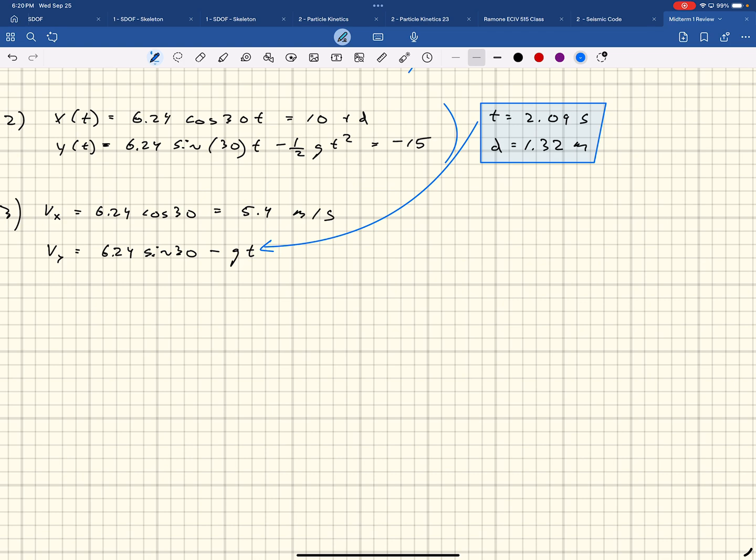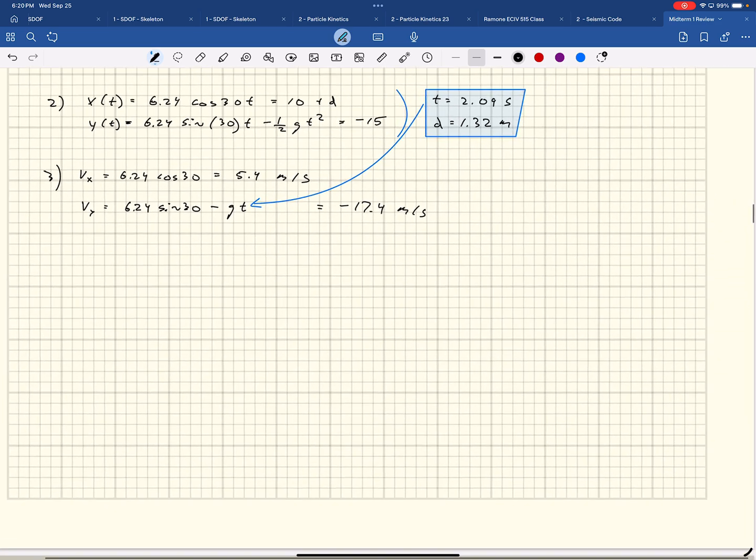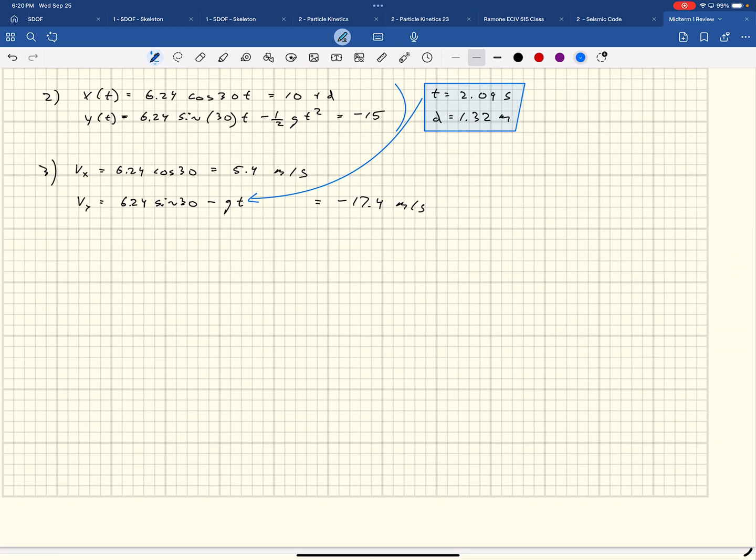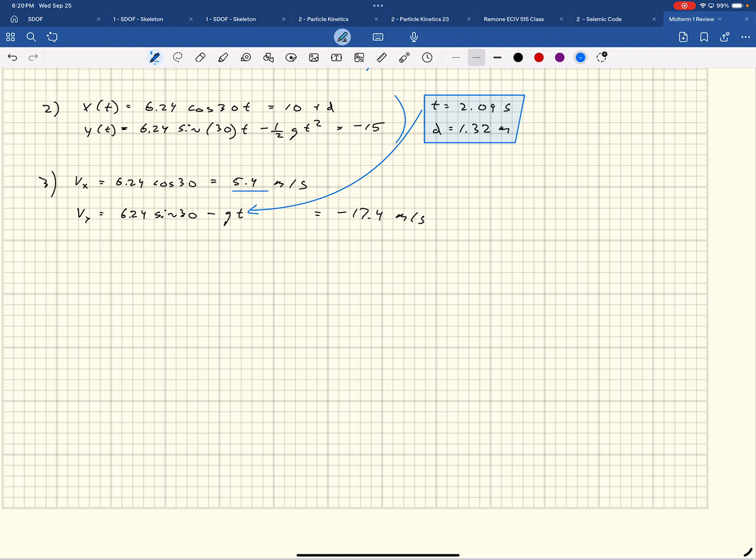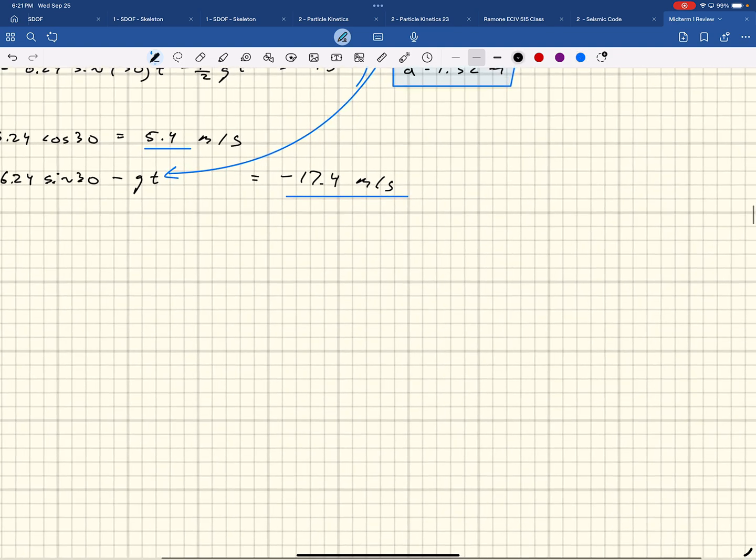All right, I'm going to plug that t into that down there. And so this ends up being equal to negative 17.4 meters per second. Right, and so then the magnitude would be the square root of the sum of the squares of both of those. Let's say this: the magnitude is equal to the square root of 5.4 squared plus negative 17.4 squared. And there we get 18.2 meters per second.